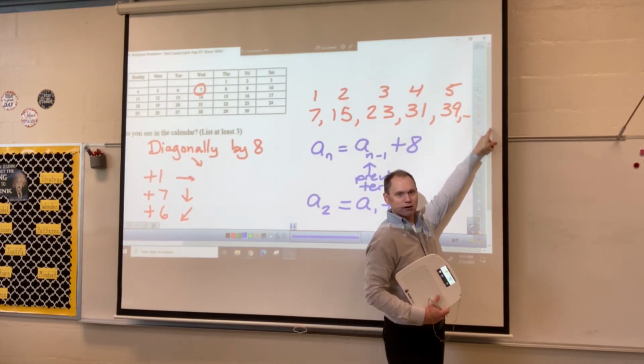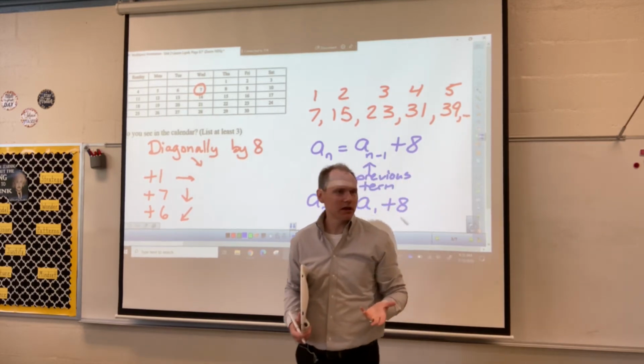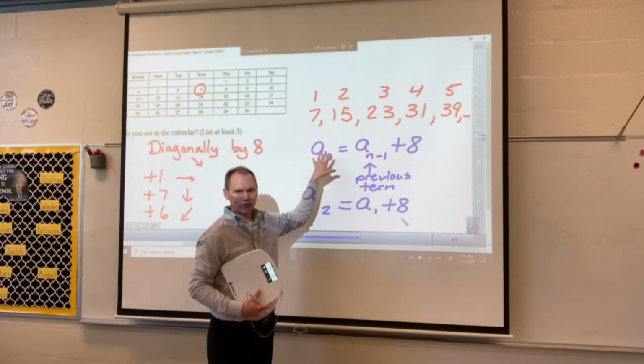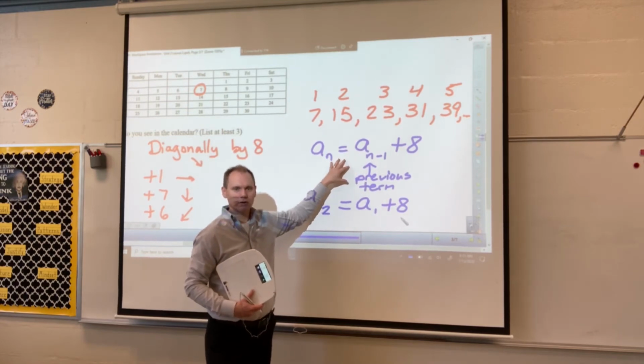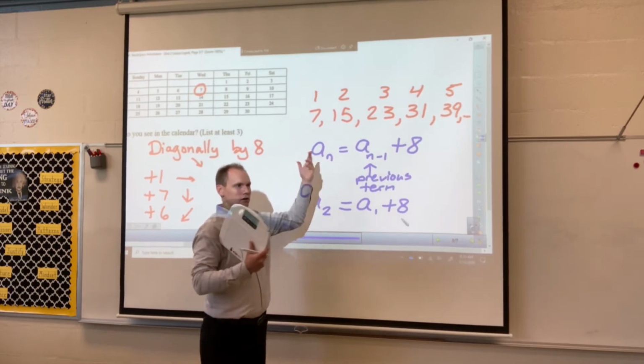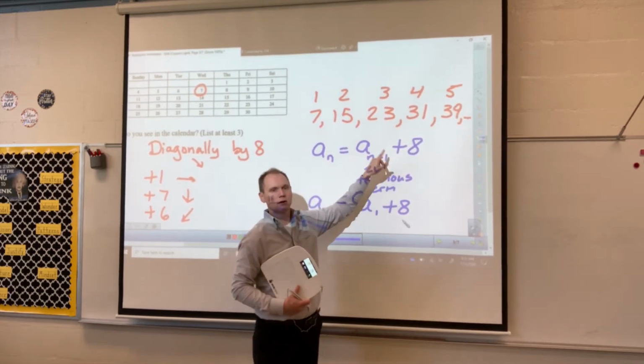You'd add 8 to what? Yeah, the fifth term, right? So that's all we're saying here, you're adding 8 to the previous term, and this is how we write that in mathematical notation. The nth term, so any term, the nth term is equal to the term before it plus 8.